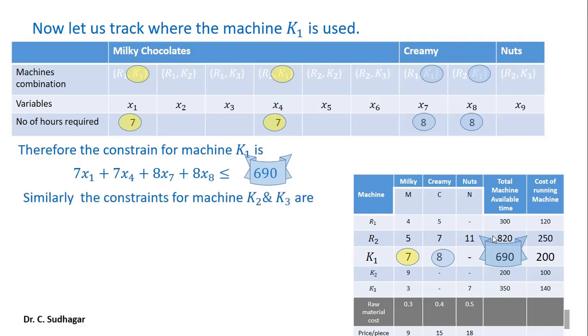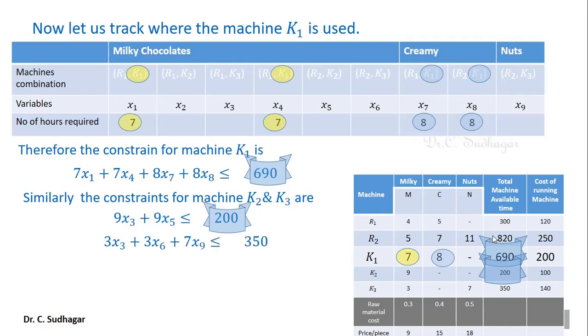Similarly for K2, it is 9x3 plus 9x5 less than or equal to 200. And for the K3 machine it is 3x3 plus 3x6 plus 7x9 less than or equal to 350. So these are the constraints for the machines.